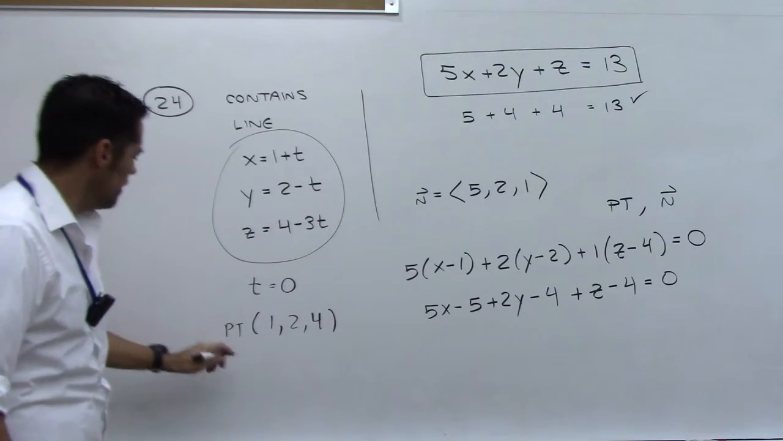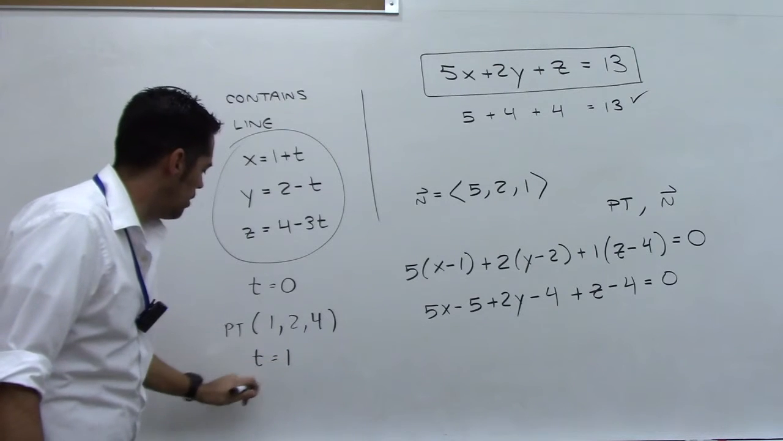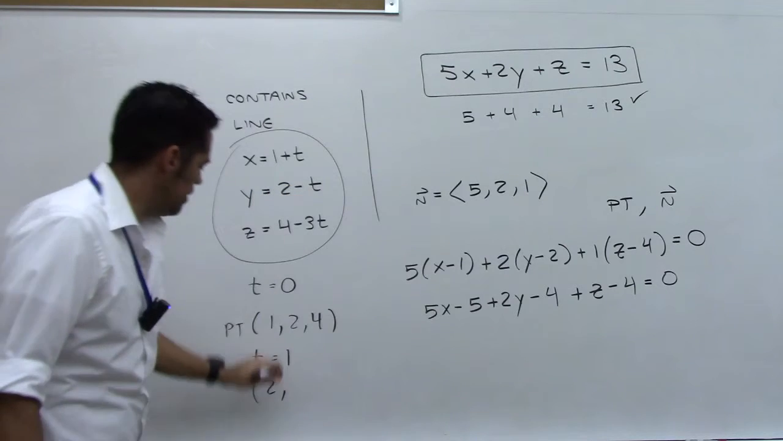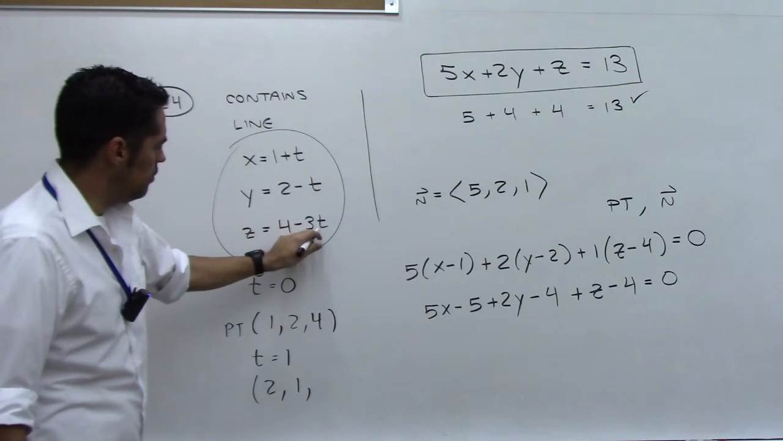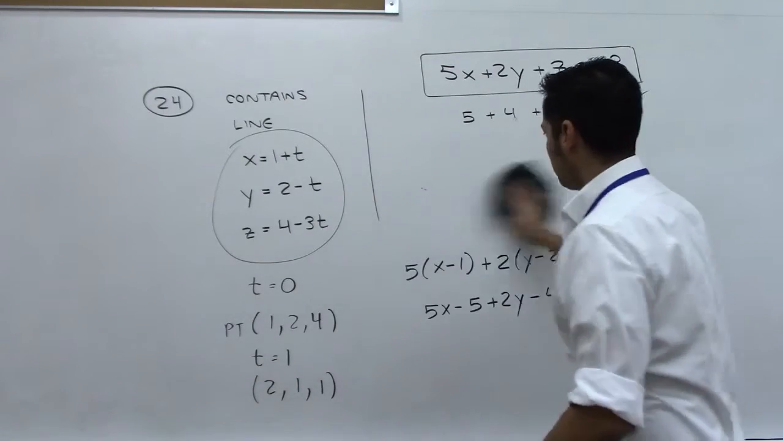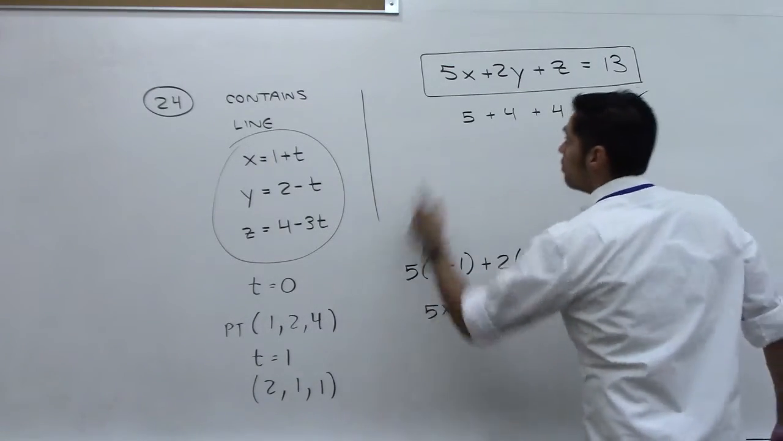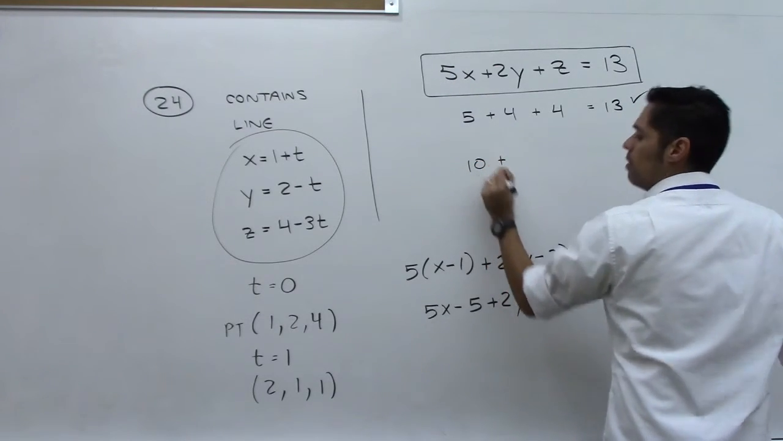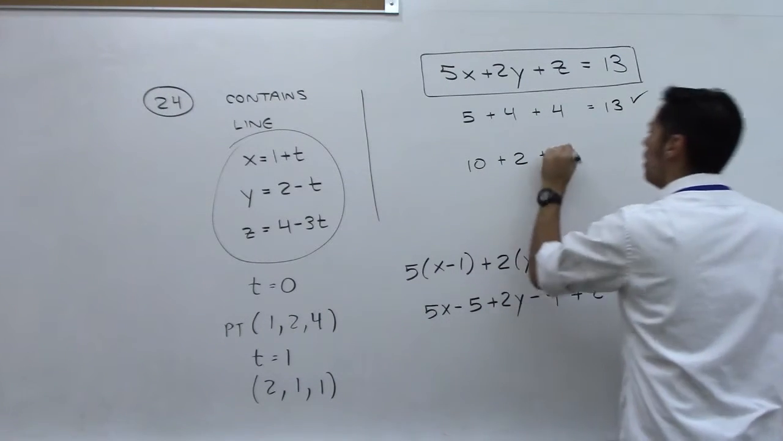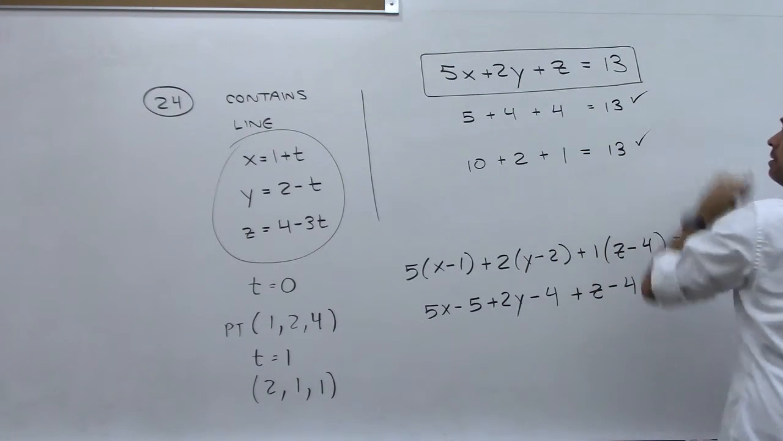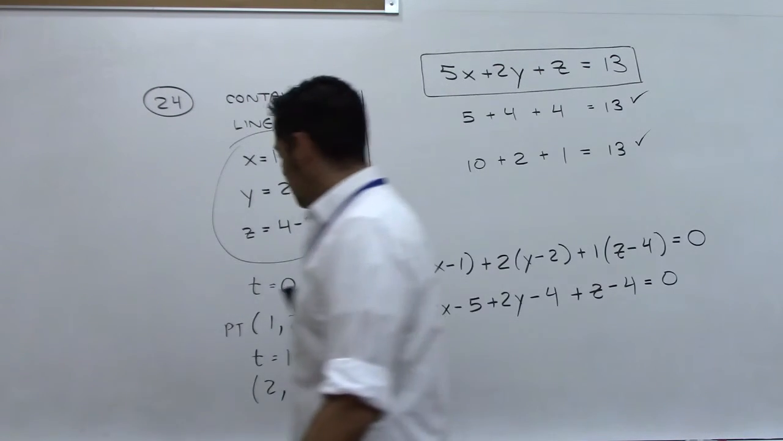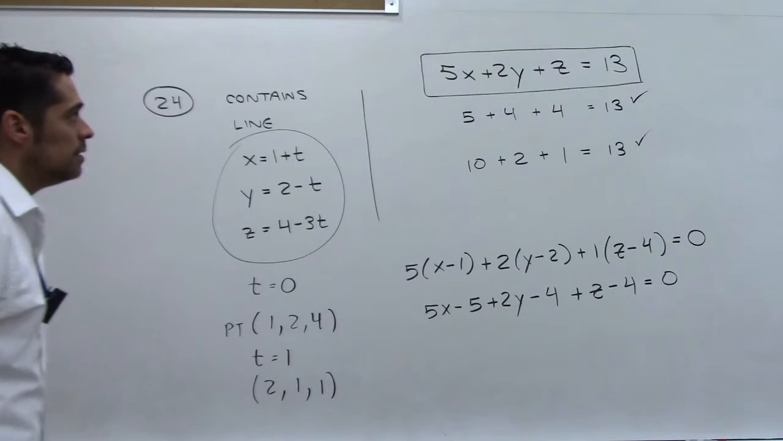Should we check another one? Let's see, if I let t be 1, where are we going to be? So 1 plus 1 is 2, 2 minus 1 is 1, and then 4, ooh, if we plug in 1 here, we just get 1. So what would happen if we plug that point into this? 5 times 2 is 10, plus 1 times 2 is 2, plus z is 1. Oh, wow, it's 13? Huh, interesting. Every single point on this line lives on that plane.